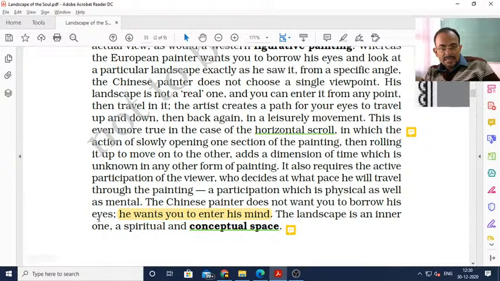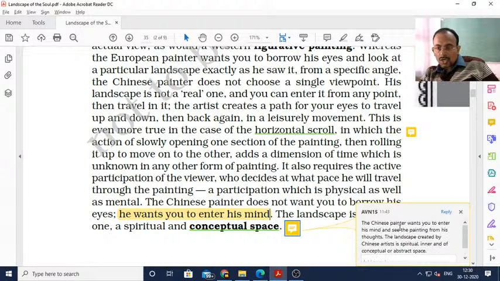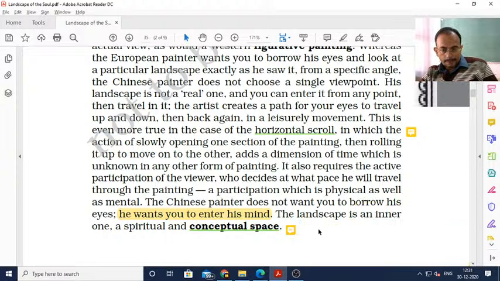The landscape is an inner one, a spiritual and conceptual space. That is why it's a landscape of the soul. It's a painting canvas, but you have to look at it from inside. Only then will you be able to understand it. So the Chinese painter wants you to enter his mind and see the painting from his thoughts. The landscape created by Chinese artists is spiritual, inner, and of conceptual or abstract space.